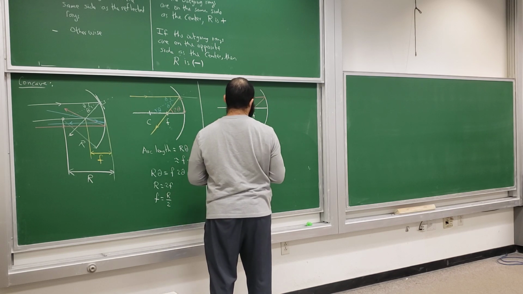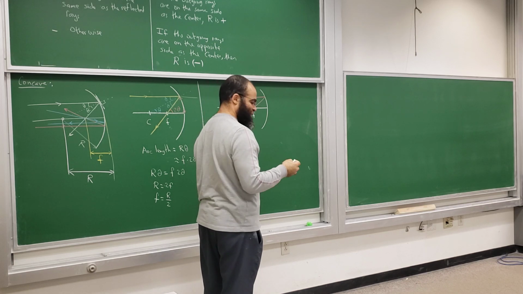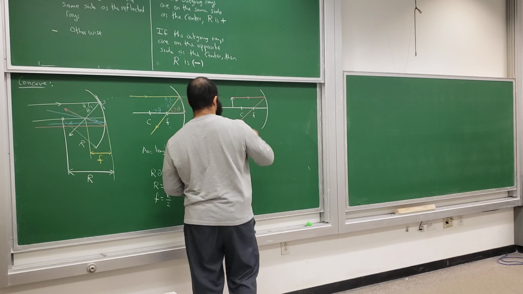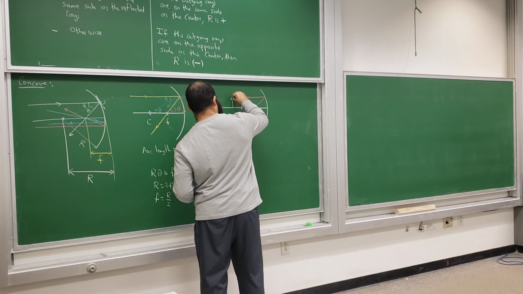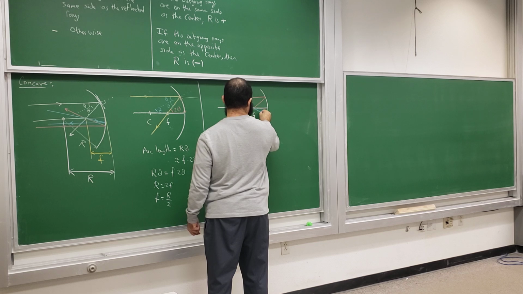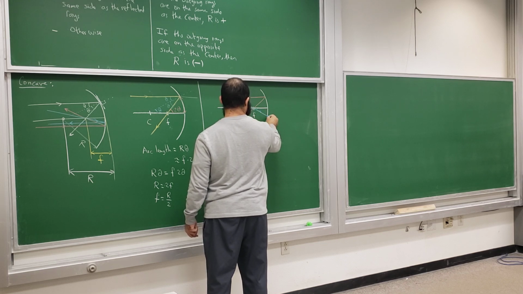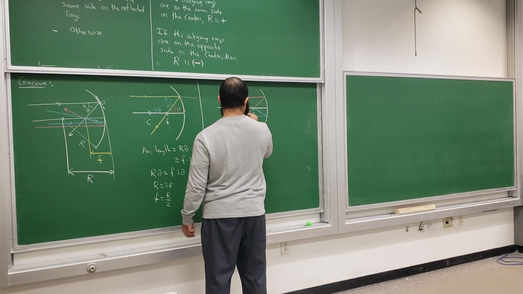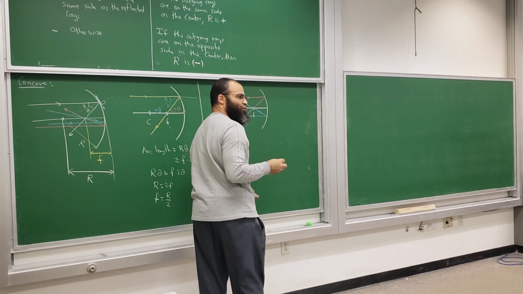That's done. Now I'm going to send another ray. I'm going to send it through the focal point and then ask what happens to it. Here's another one. This one goes through the focal point, and the question is, what happens to it? Reflects in what direction? Reflects parallel. So these two rays intersect here. I'm going to draw a third one.